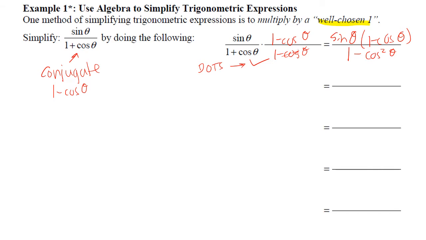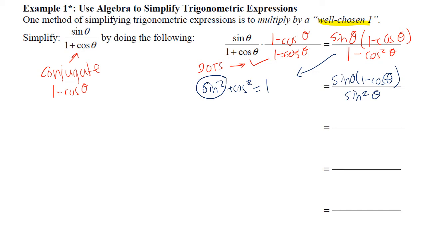All right, after I have that, I'm going to look at this 1 minus cosine squared. Well, 1 minus cosine squared should make you think of your Pythagorean identity: sine squared plus cosine squared equals 1, right? So if I have sine squared plus cosine squared equals 1, and I subtract cosine squared, all I'm left with is sine squared. So I know that 1 minus cosine squared is sine squared theta. And in my numerator, I have sine theta times 1 minus cosine theta.